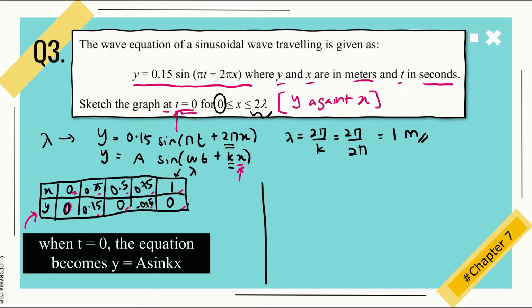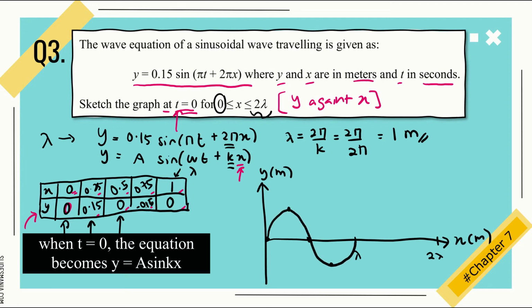We want to plot the graph of y against x for at least 2 lambda. Label your axes: y is in meters, and x also is in meters. We start with 0. When x is equal to 0, y is equal to 0. When x is equal to 1/4 of the wavelength, y is positive. When x is equal to 0.5, half of the wavelength, we get 0. And when x is equal to 3/4 lambda, y is negative. Then we plot the graph, which also proves our equation.